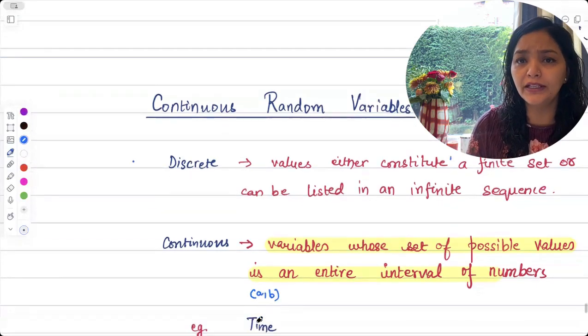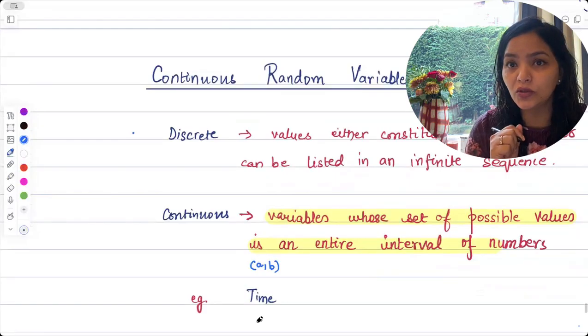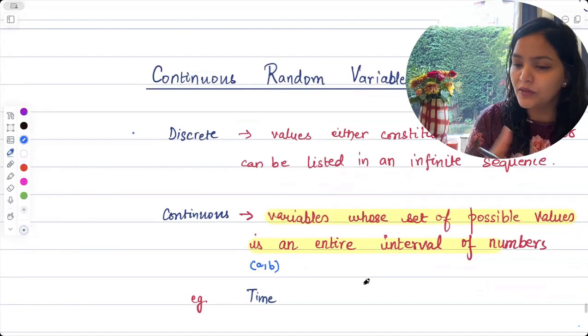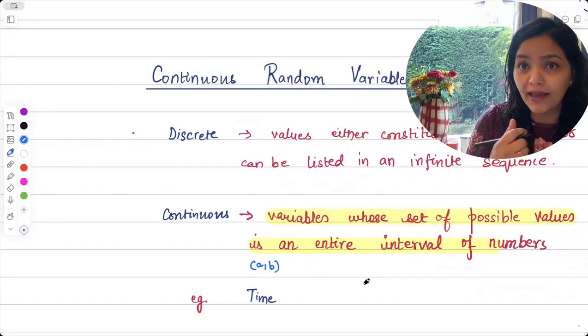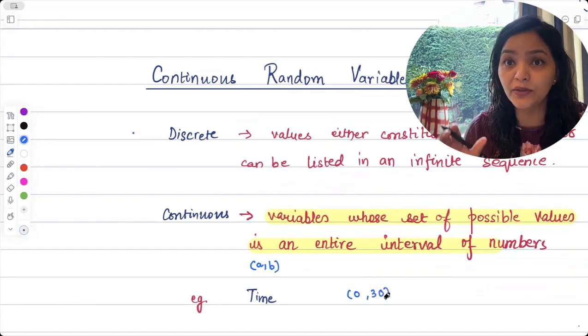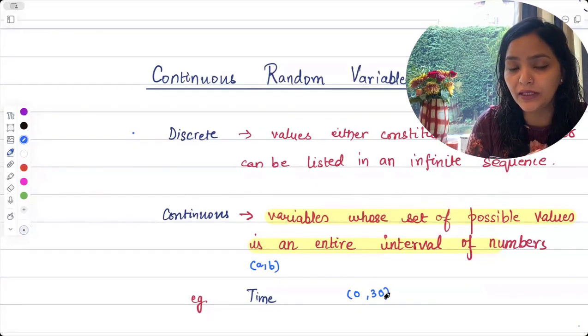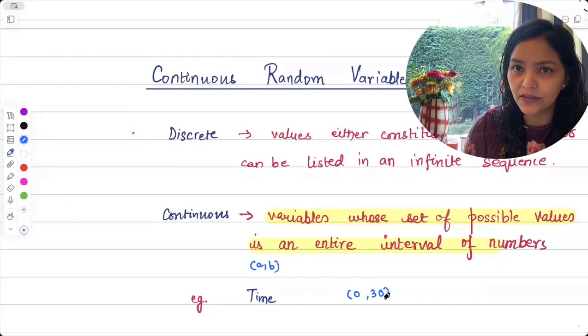For example, if we talk about time, time is continuous in nature. If we have a certain experiment where we are taking time as our variable, we can say, for example, time spans 30 minutes. So 0 to 30 becomes your interval where your time can take any value in between. That's what a continuous random variable is.